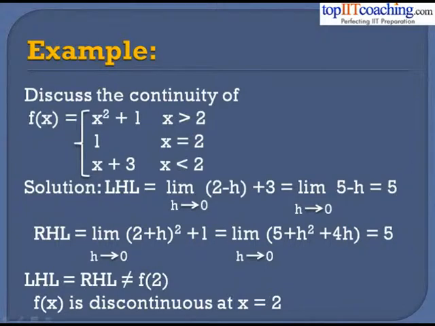Now we see that the left hand limit is equal to the right hand limit, but also given that f(x) is equal to 1 when x is equal to 2. So f of 2 is equal to 1, which is not equal to the left hand limit and the right hand limit. Therefore we can say that f(x) is discontinuous at the point x equal to 2.